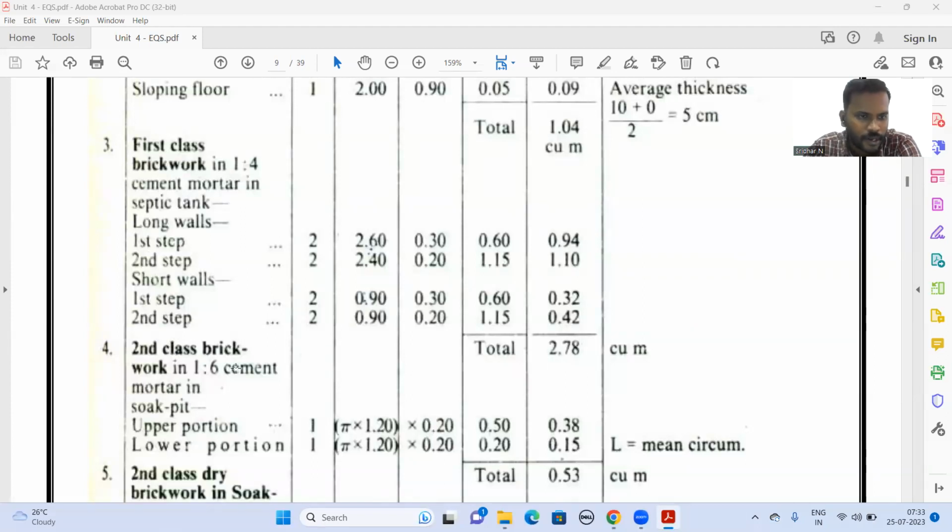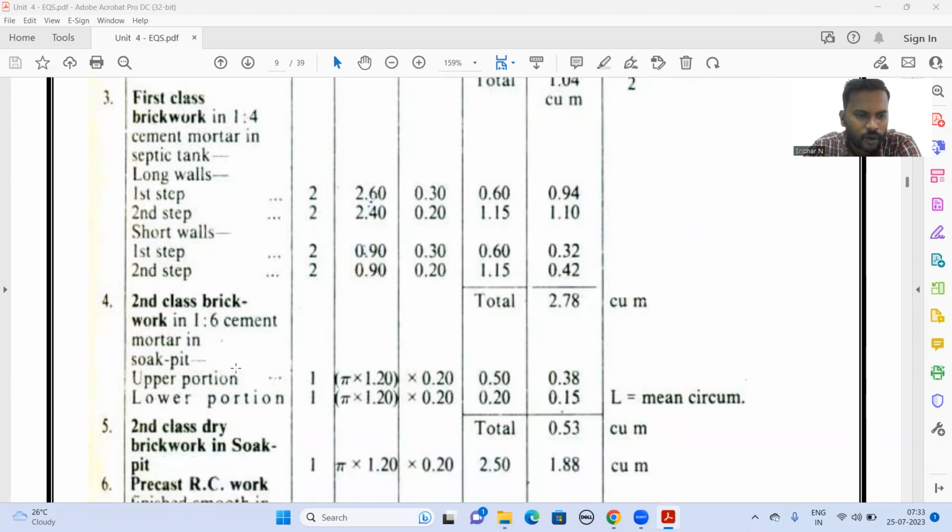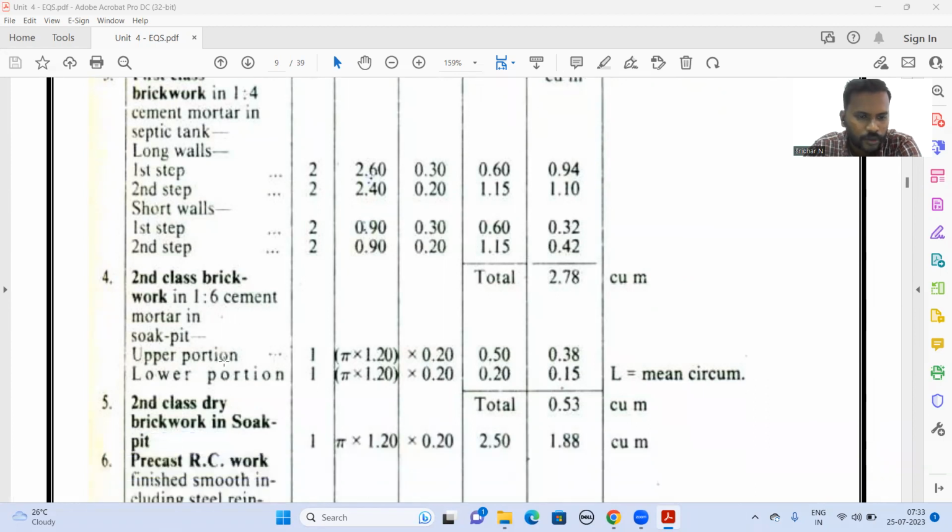Similarly, we want to calculate the second class brickwork for the soak pit upper portion and lower portion, that is only the circumference we want to calculate, that is pi into r. The same dimensions will be given in the section portion. So if we estimate all those things, you will get the total portion of your second class brickwork.